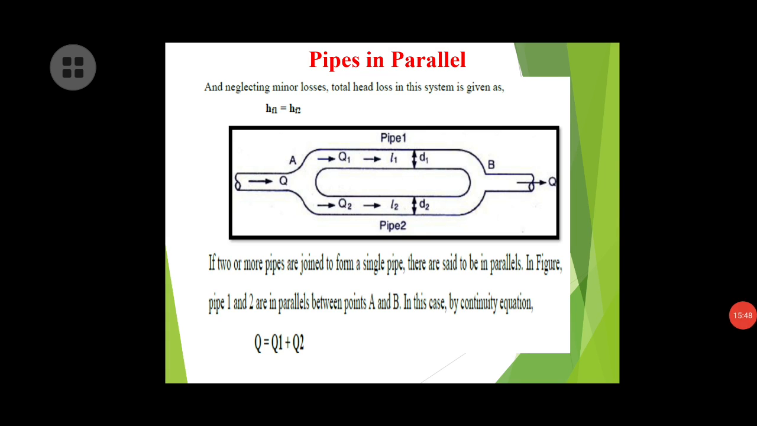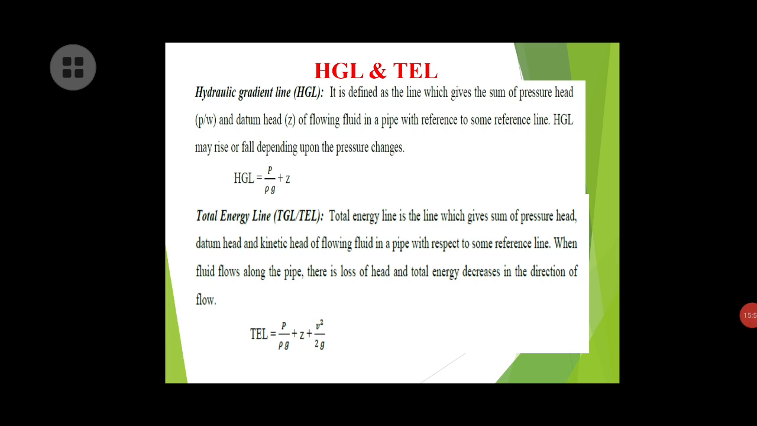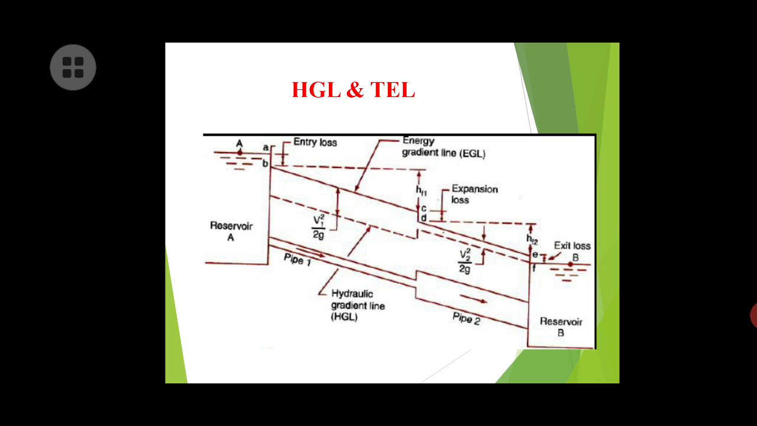So today we have seen the HGL and TEL. Again I repeat. HGL is the hydraulic gradient line, P upon rho g plus z. The total energy line is the sum of pressure head, datum head and kinetic head. HGL is the sum of pressure head and datum head. It may rise or fall depending on changes. When fluid flows through pipes, there is a loss of head and the total energy decreases in the direction of flow: P upon rho g plus z plus V square upon 2g. So this is the figure of HGL and TEL.